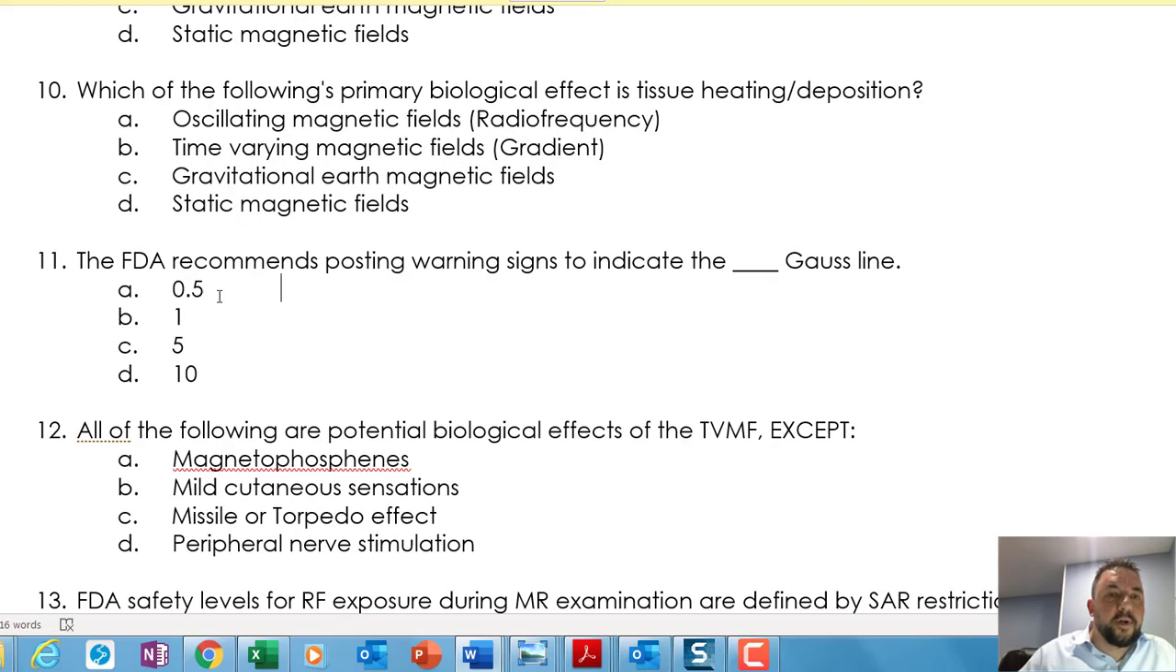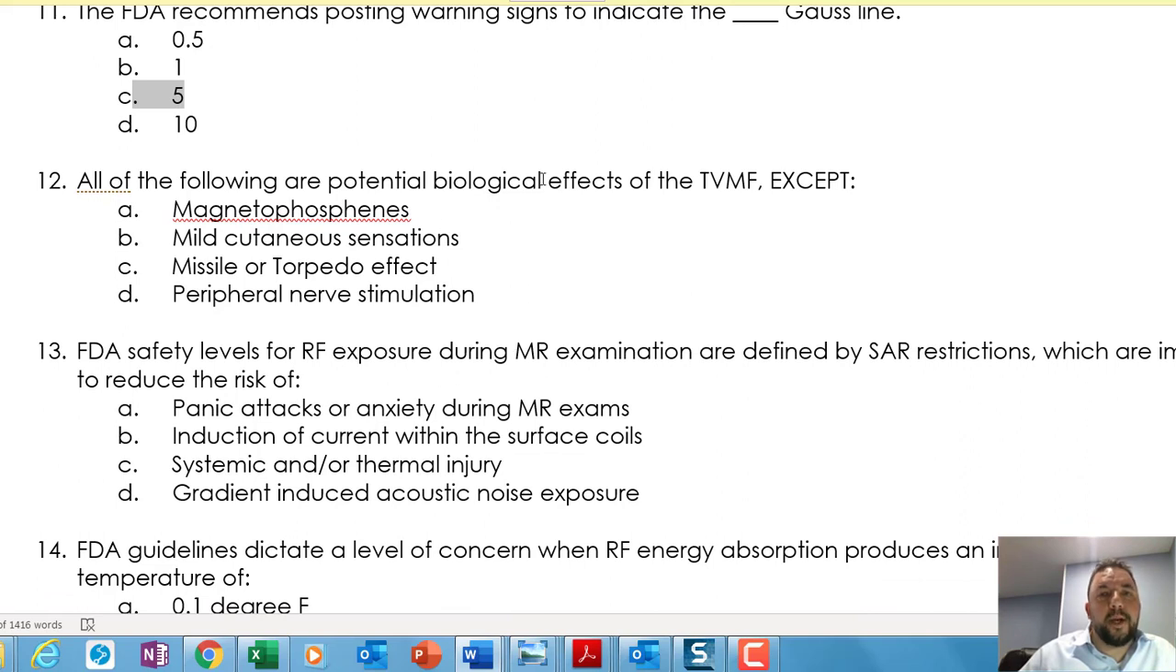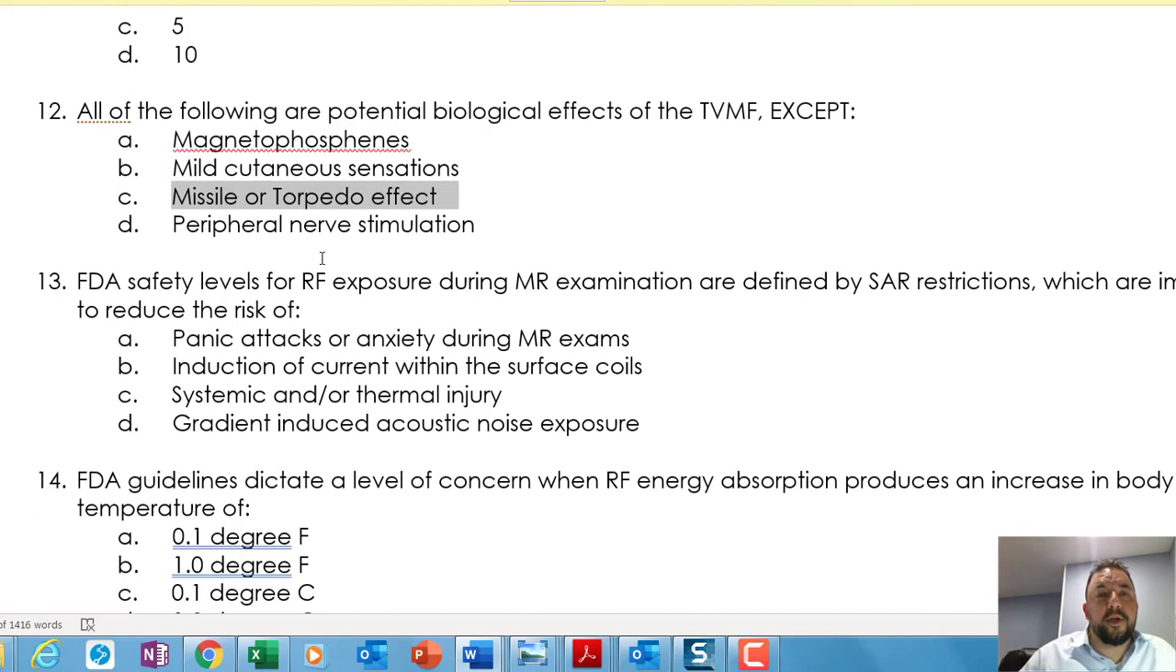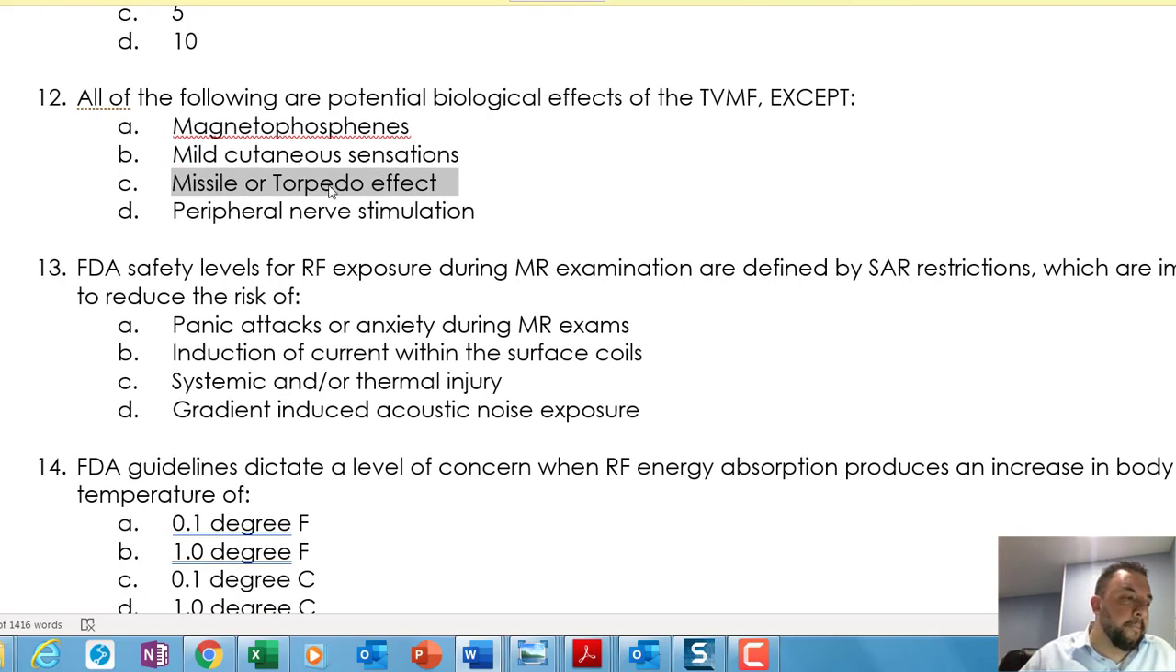11. For screening for implants and pacemakers, we don't want any of these implanted devices, active devices, to cross or pass that 5 Gauss line threshold FDA limits. All the following are biological effects of the gradient field, or TVMF, time varying magnetic fields, except for the missile or torpedo effect. Not an impact of the gradient fields, everything else is.